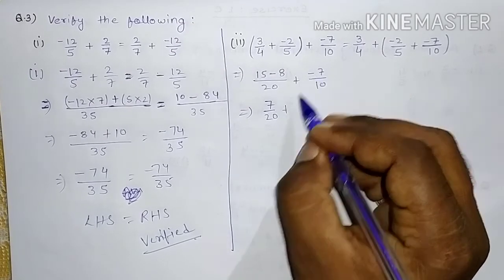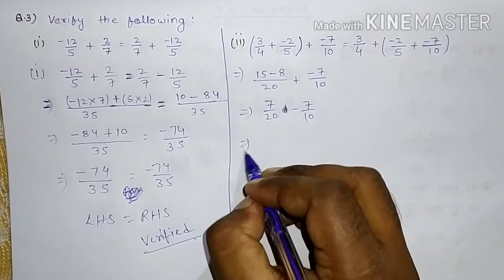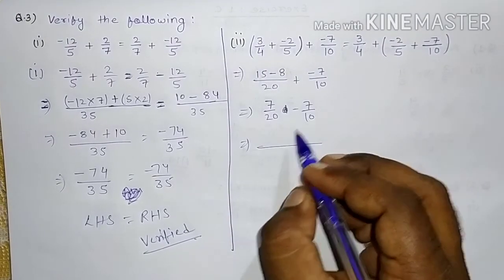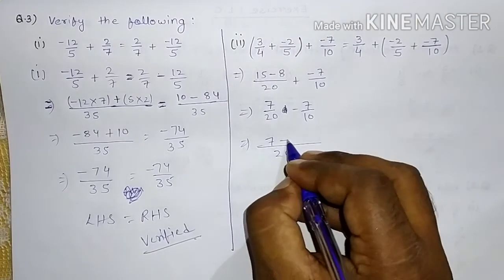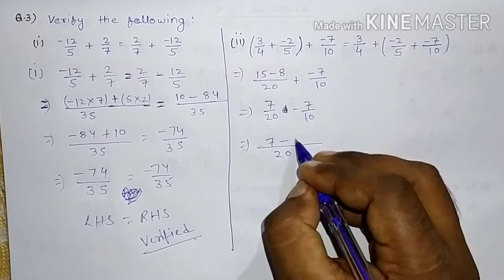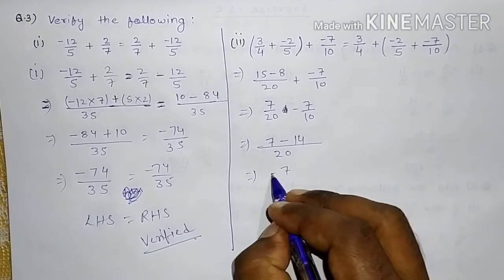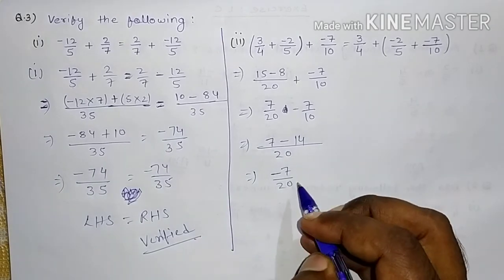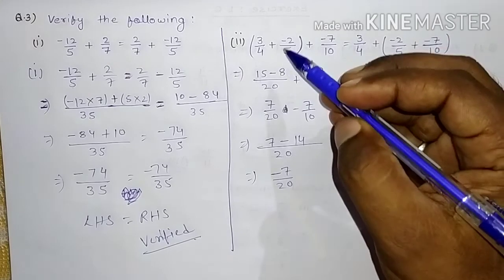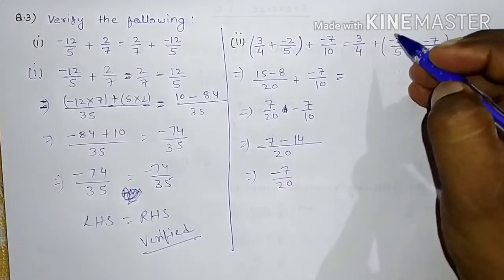Plus into minus is minus here, so minus 7 upon 10. Take the LCM of 20 and 10, that is 20. 20 by 20 cancels out, and 7 here, minus 10 times 2 is 20, 2 times 7 is 14. So 7 minus 14 is minus 7 upon 20. Minus 7 upon 20 is the solution of the LHS part.